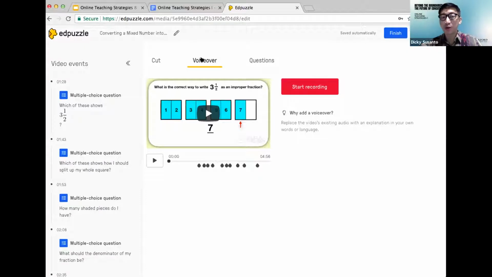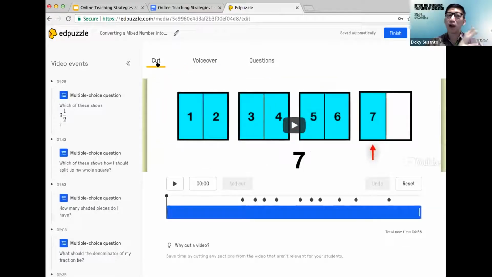You can record yourself, ya, jadi bisa merekam suara sendiri menimpa suara yang tadi. Jadi bisa dalam bahasa Indonesia atau bahasa daerah jika mau juga bisa. Now, so you can start recording, you can put in post questions, you can even cut videos. Let's say you have a very long video, you just want to show the students one part of it and ask questions. So you can do it very easily.